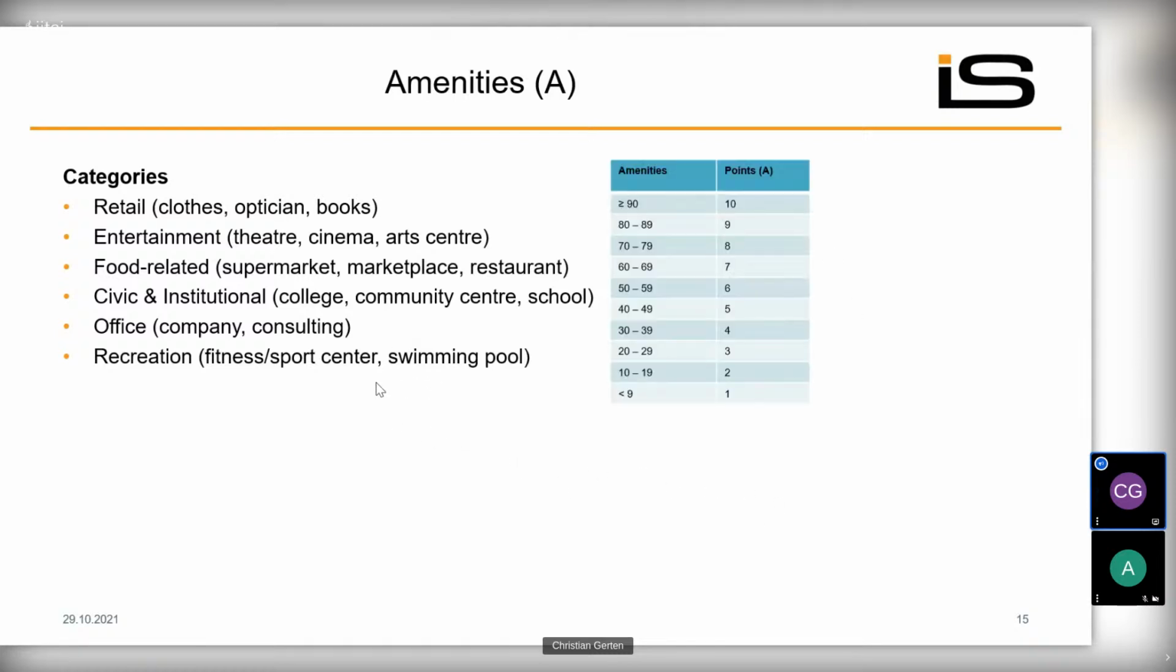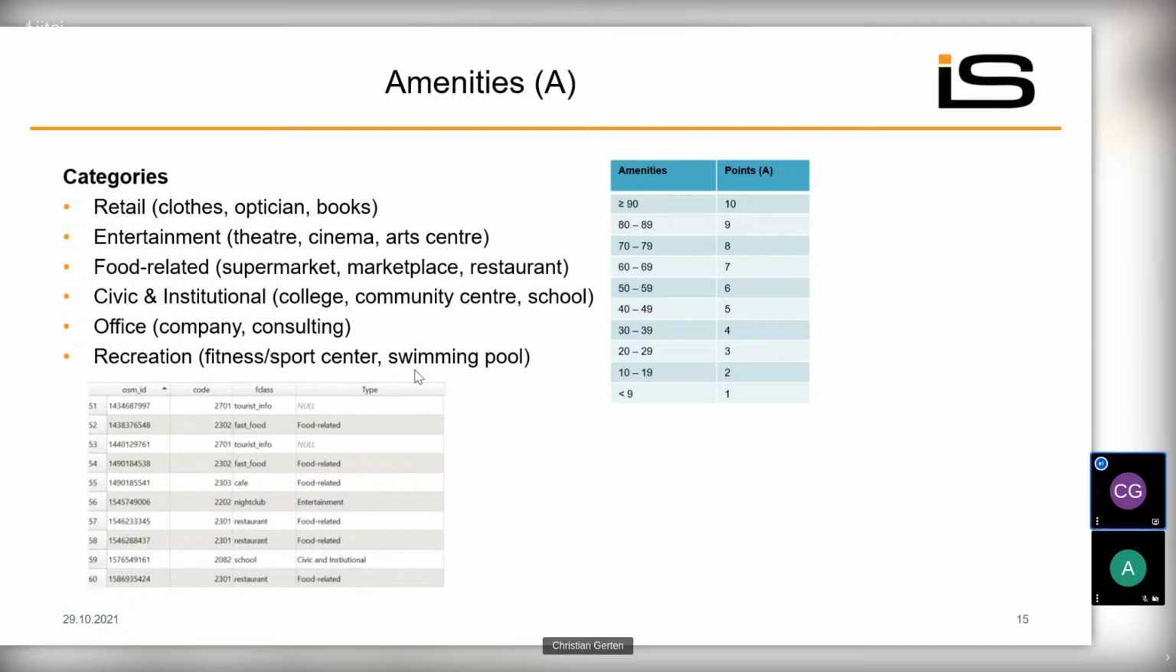Here we did also a reclassification of values. So we classify it into 10-point classes from 100 to 1. Here we need to pay attention that the POIs from OSM, for example, are categorized the right way. So for our tool, we need a new field called type, where we say, okay, fast food is classified as food-related stuff. Nightclub is, for example, entertainment.